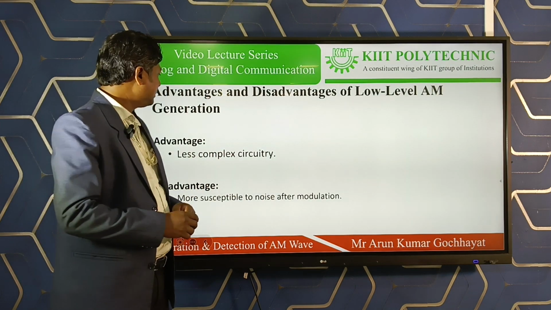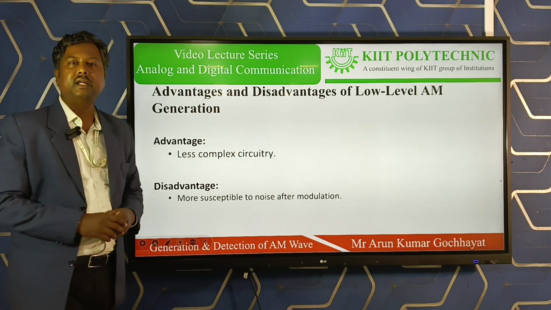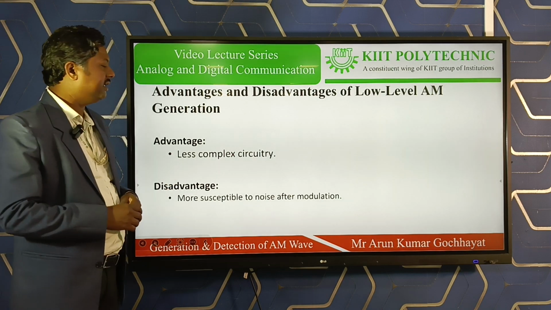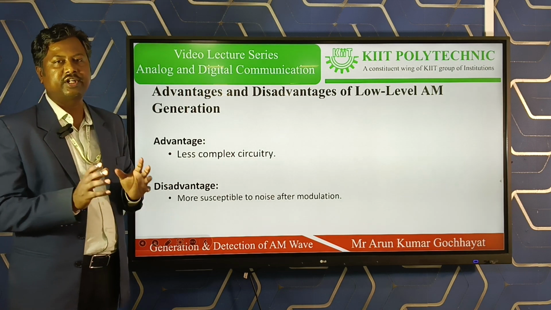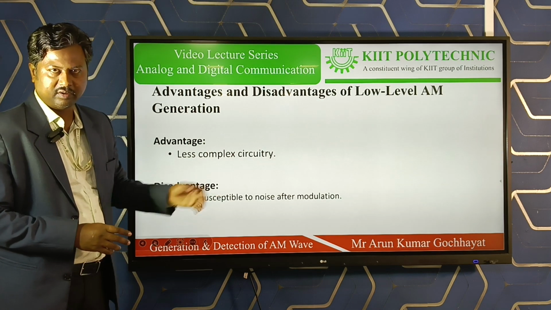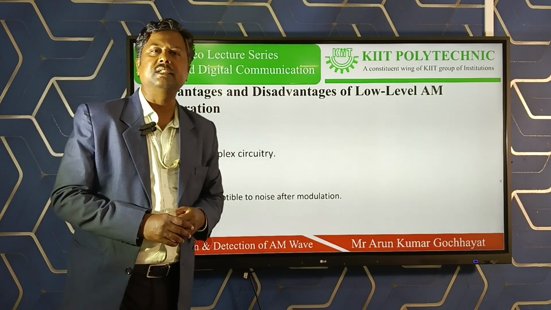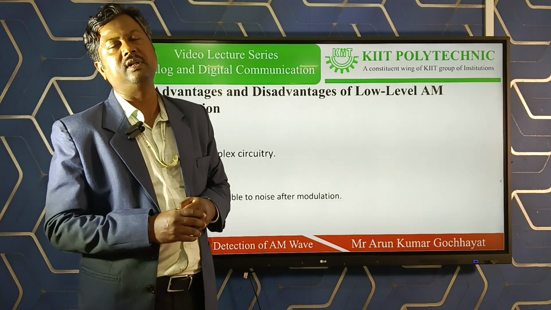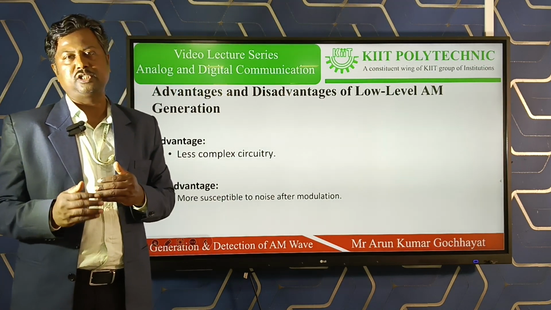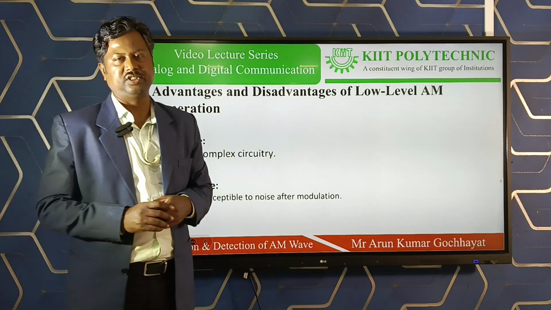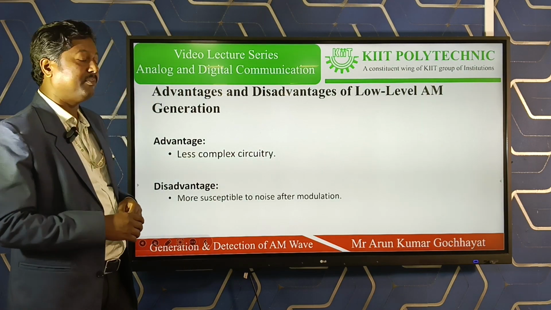So the advantage of low level AM generation is that it is very less complex in nature. The circuit is very simple in nature, that we will discuss afterwards. But in this case, the signal is at low level, so that's why it is very susceptible to external noise or distortions after modulation.